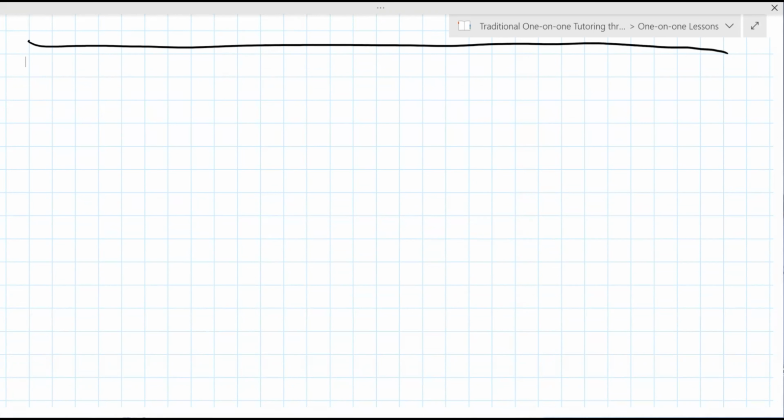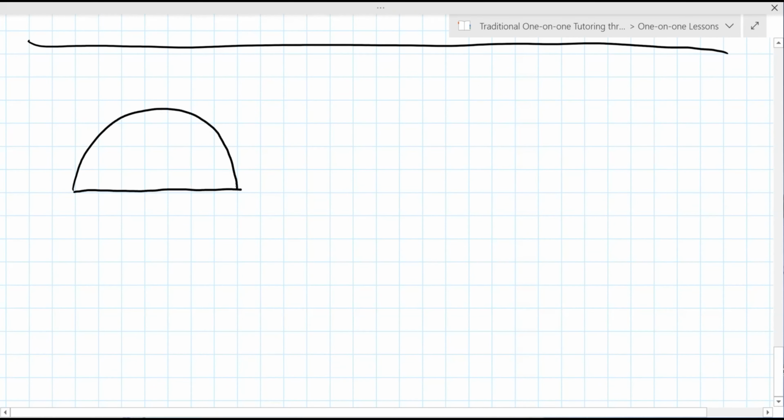Okay, so let's look at a new problem. Let's try this again. What kind of shape do you see here? A semicircle. Semicircle or half circle. I like the word half circle because it helps. Semicircle is very good to say, that is correct, but the word half will help you to remember the formula.